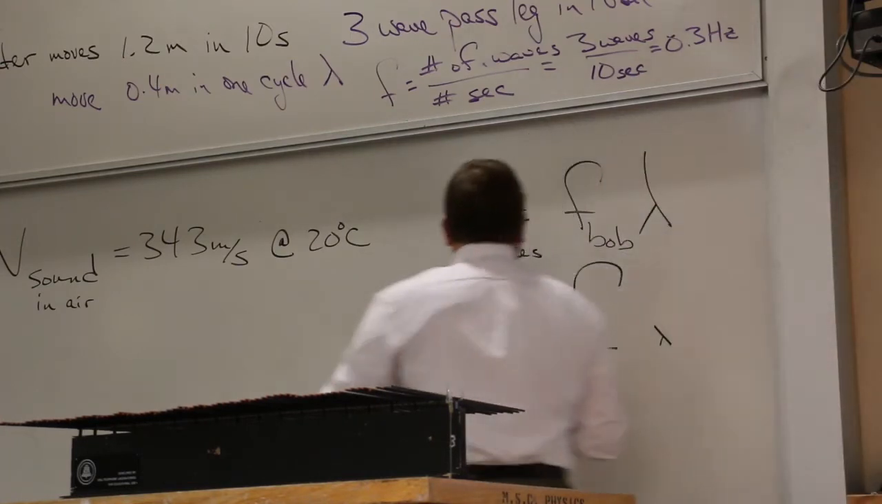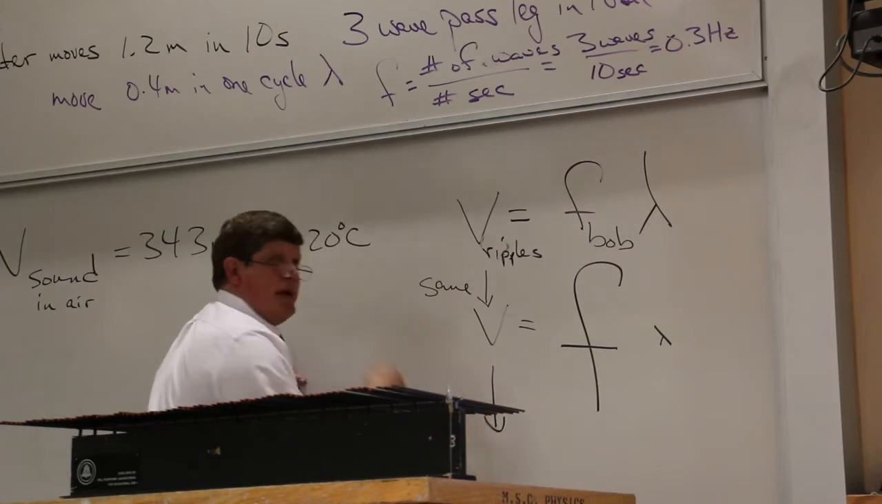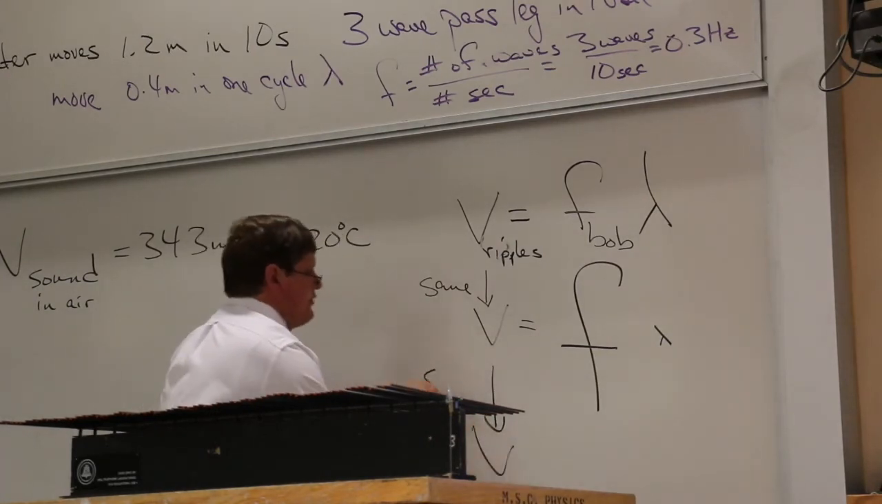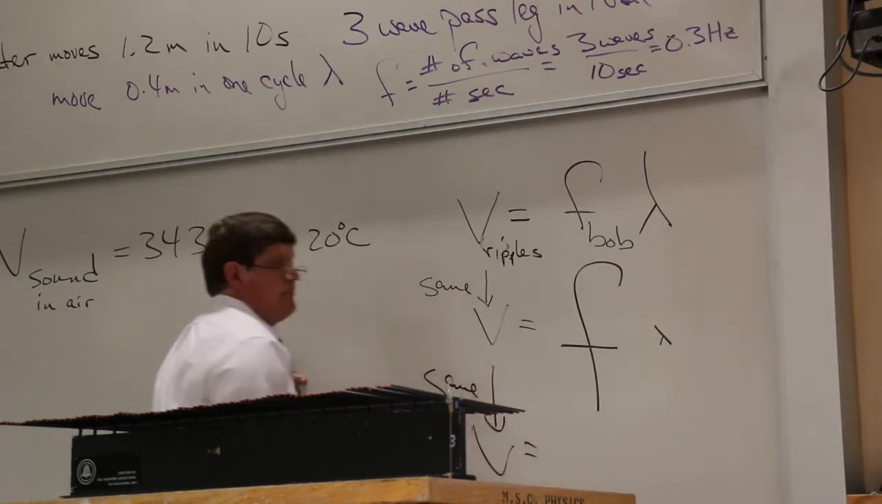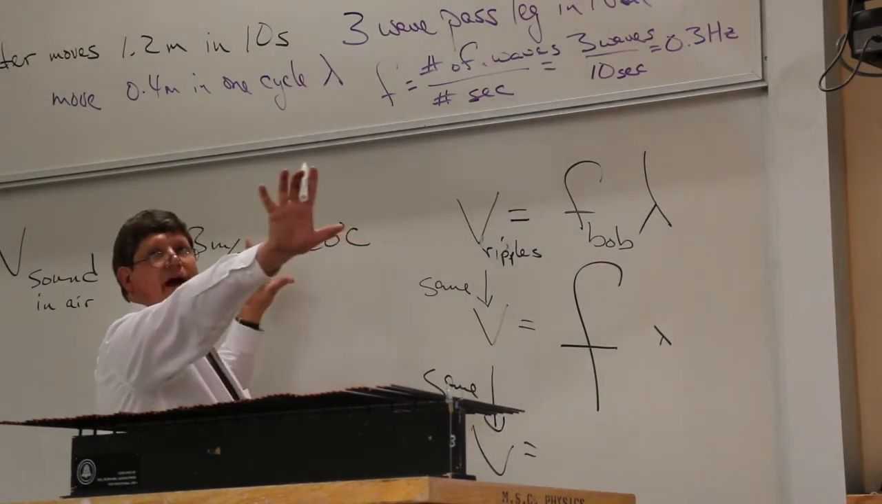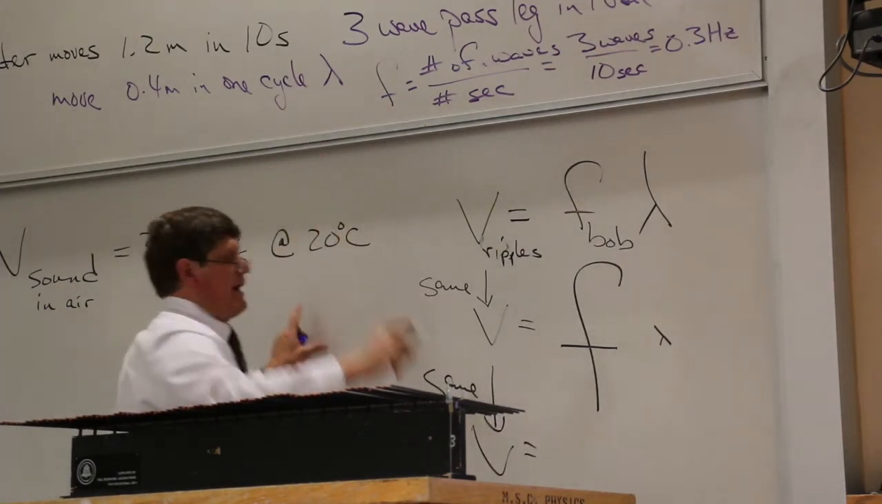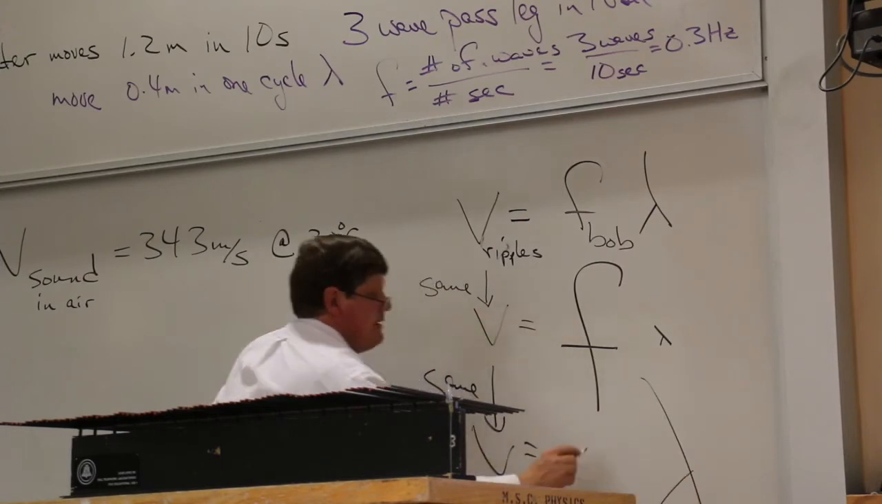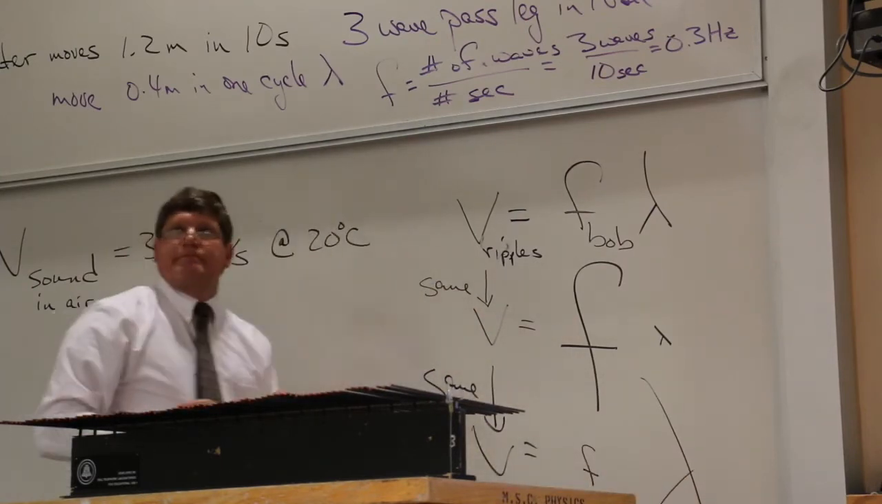I can see that again from this equation. The speed at which the waves are moving stays the same, but now those waves are spread out, those crests are spread out, meaning a larger wavelength, which means a smaller frequency.